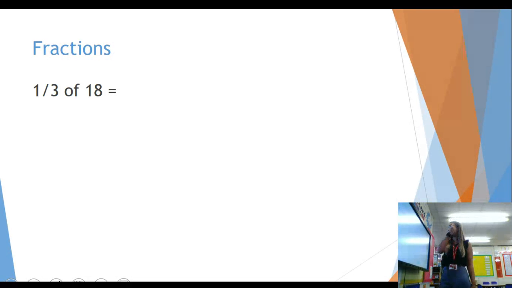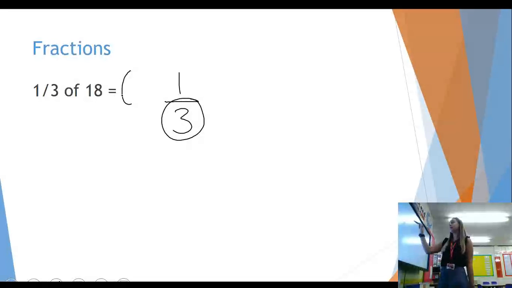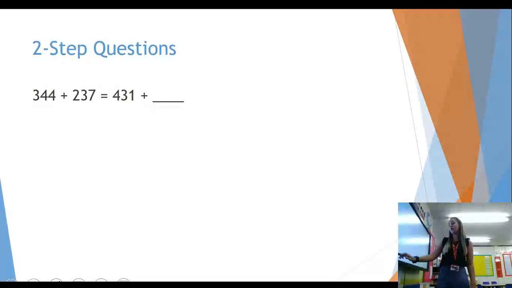Fractions, okay, we don't need to be scared of these either. So 1/3 of 18. So all we're doing is looking at the bottom number, our denominator. All we need to do is count up in our 3s until we get to 18. So whatever is on the bottom number, we just count up in those numbers until we get to our answer. So 3, 6, 9, 12, 15, 18. There's 6 lots of 3 in 18, meaning our answer is 6. As simple as that. That is 1/3 of 18.